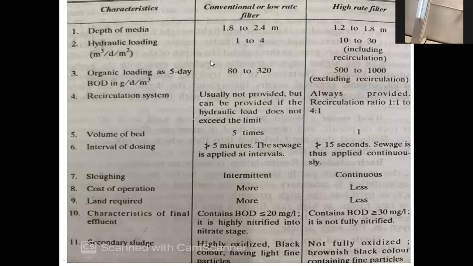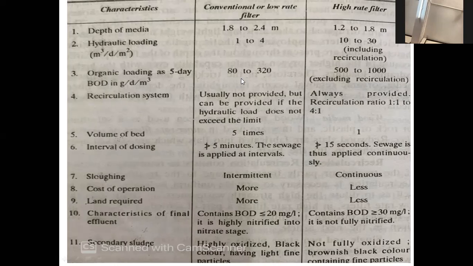Okay. Then the next point is the organic loading as a 5-day BOD. In gram per day per meter cube, it will be in the range of 80 to 320 for the low rate trickling filter, and for the high rate trickling filter, it will be very high. It will be in the range of 500 to 1000, excluding the recirculation. That point I have cleared in an earlier slide.